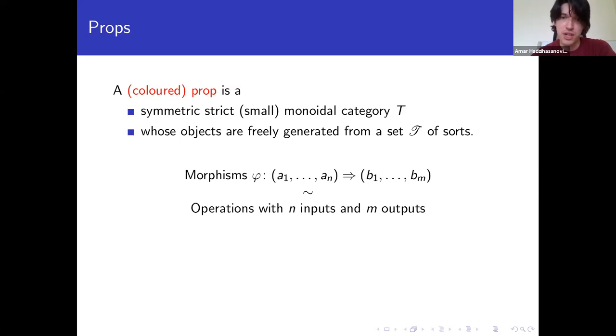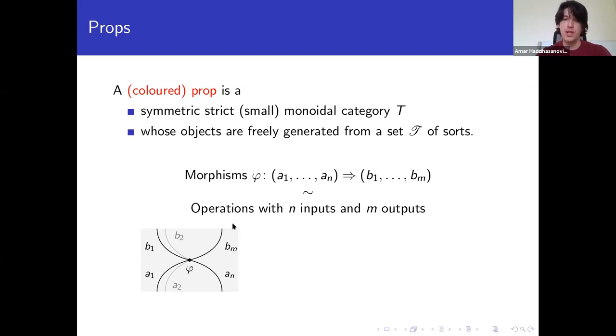And so morphisms from the list A1 to An to the list B1 to Bm can be interpreted as operations that take n inputs of sorts A1 to An and return m outputs of sorts B1 to Bm. These morphisms can be composed, and a nice way of getting an intuition of how is by representing them in string diagrams. This n to m operation can be pictured as a string diagram, reading from bottom to top, with n incoming wires labeled A1 to An and m outgoing wires labeled B1 to Bm.